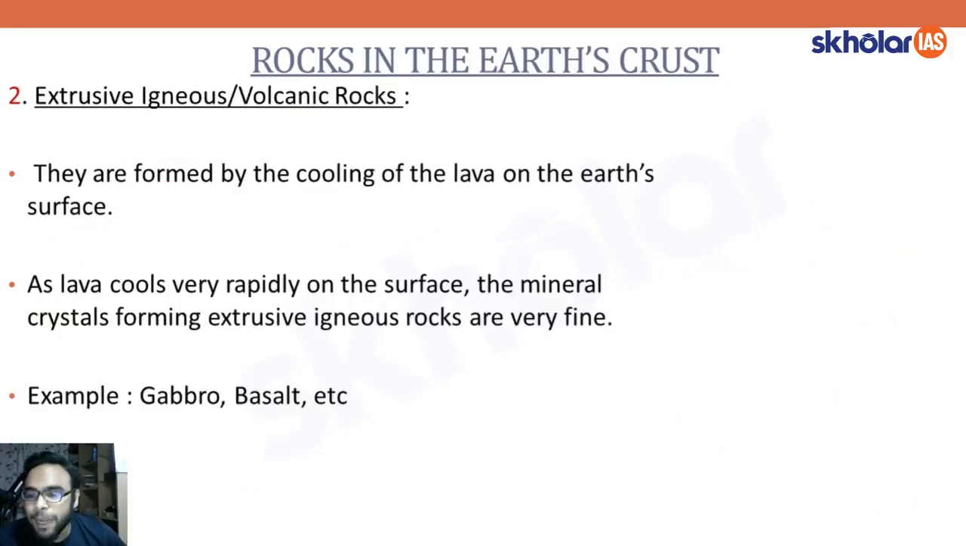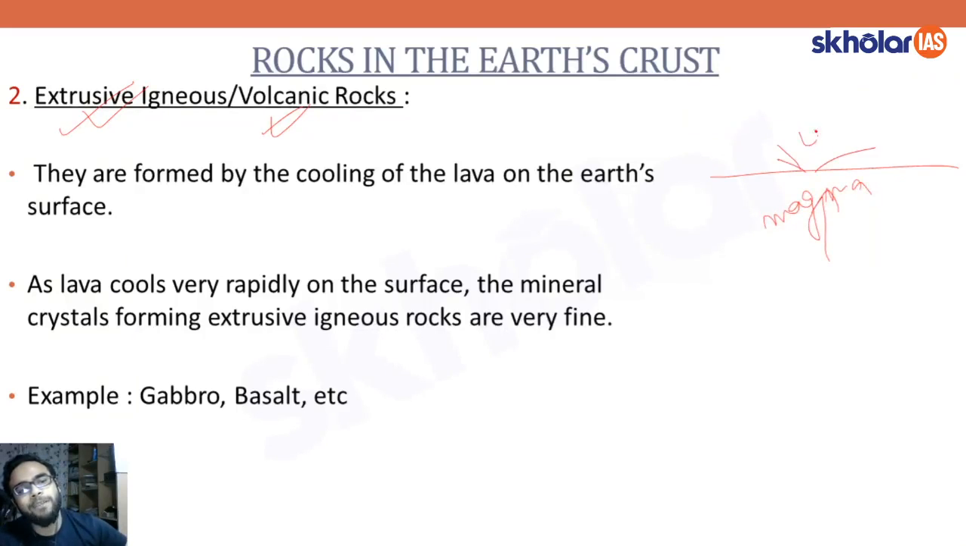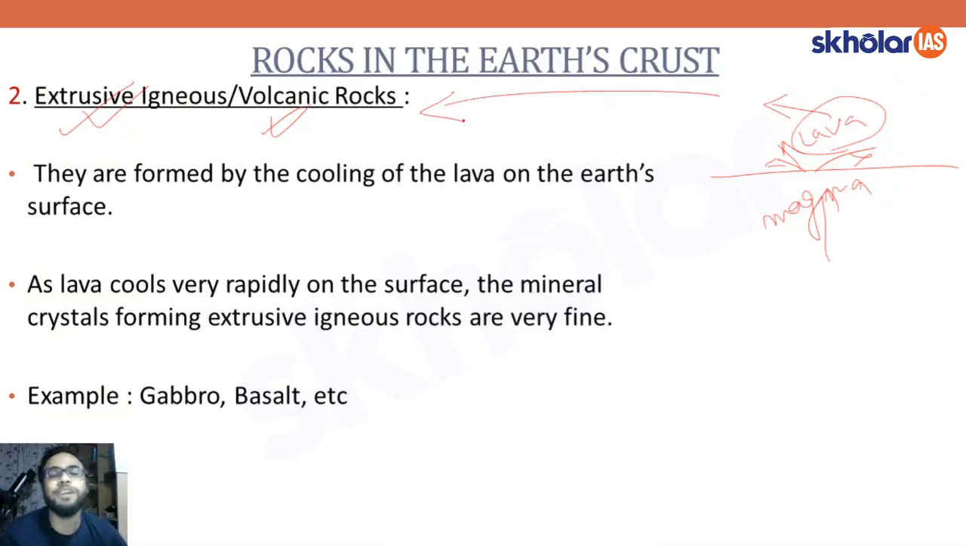The next type is the extrusive igneous rock or volcanic rock. The first one was intrusive or plutonic. The next one is extrusive, meaning exterior, or volcanic rocks. So in this case, magma will intrude the earth's crust and we get lava on the earth's surface. When this lava cools down on the earth's surface, we get volcanic rocks or extrusive igneous rocks. Understood the difference? They are formed by cooling of the lava on the earth's surface.